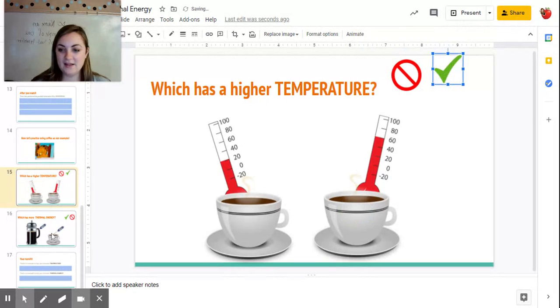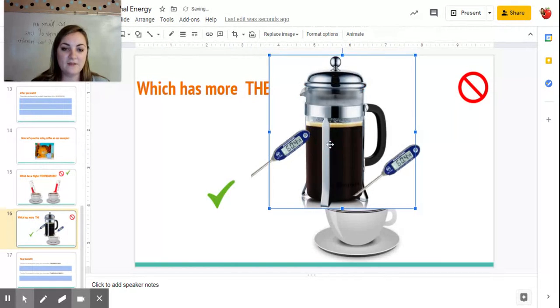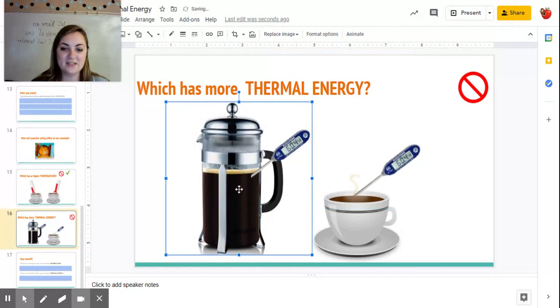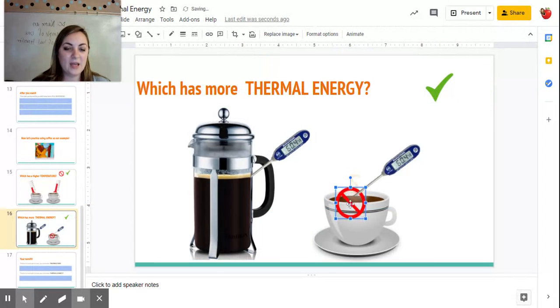Okay. Now, of these two, which has more thermal energy? So we have a pot of coffee at 60.4 degrees Fahrenheit and a cup of coffee at 60.4 degrees Fahrenheit. So pause the video, go over and figure out which has more thermal energy. All right, and so yes, of course, the pot of coffee has more thermal energy. I'm messing up my pictures here. And the cup of coffee has less thermal energy.